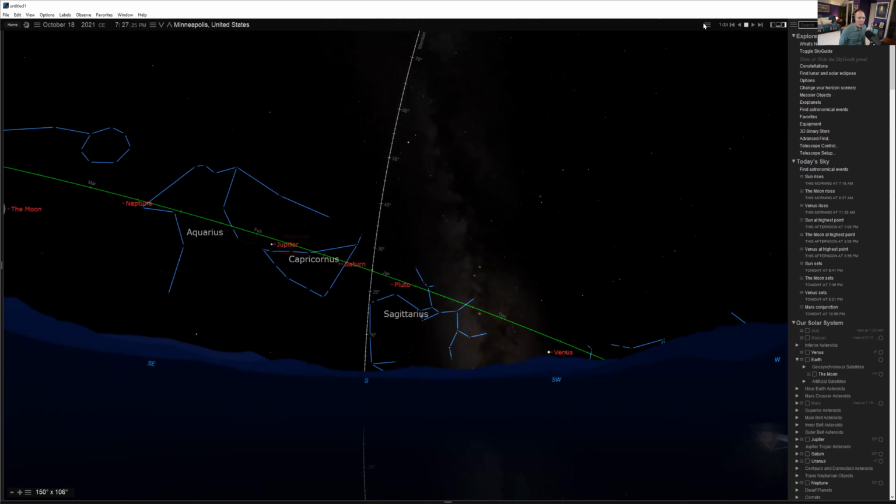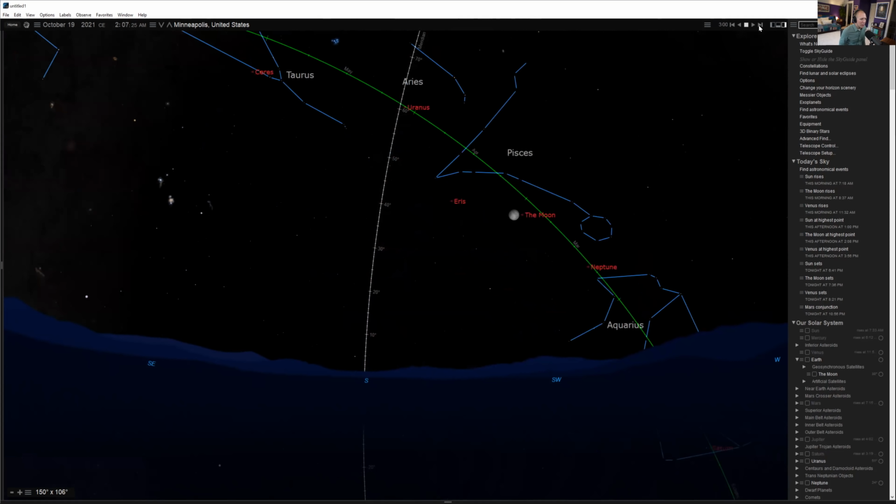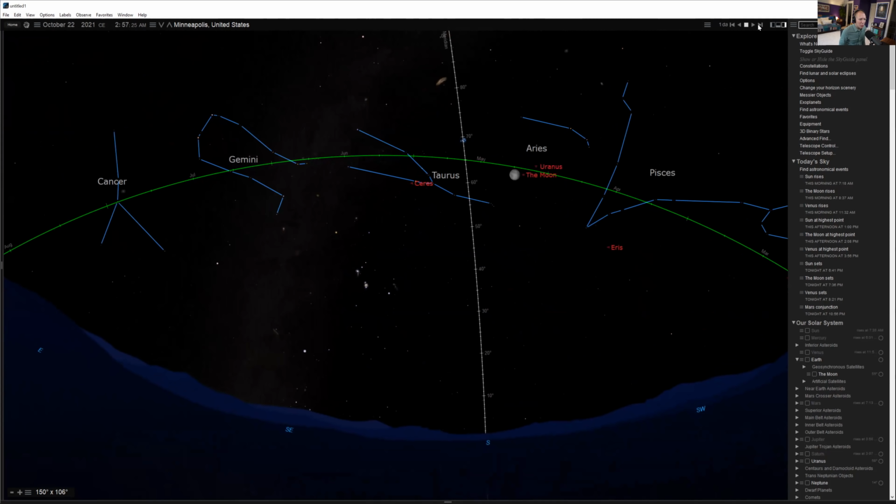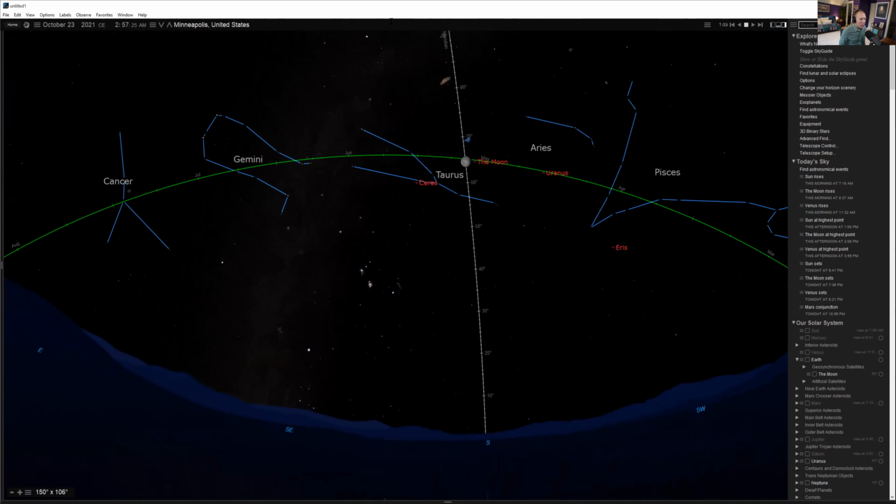So, all right, let's go ahead and move this some more hours so we can get the moon back and see more of its journey. Now watch what happens. We're going to advance it by a day at a time again. And here, now you can see the moon is approaching that green line. So here it is, right?